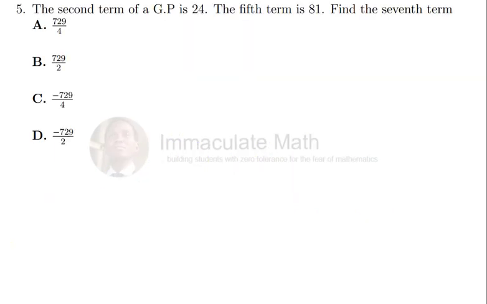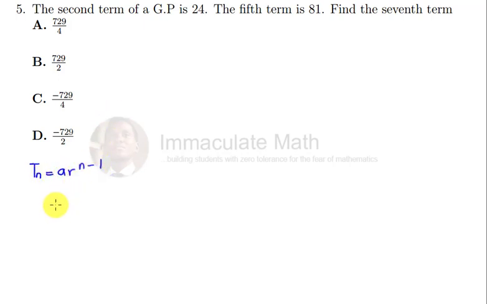In this question, they said that the second term of a geometric progression is 24, the fifth term is 81. Find the seventh term. Good. So still the same thing like what we've been solving before. First thing is that you need to know the nth term of a geometric progression. So we know that the nth term of a geometric progression is given as ar^(n-1).